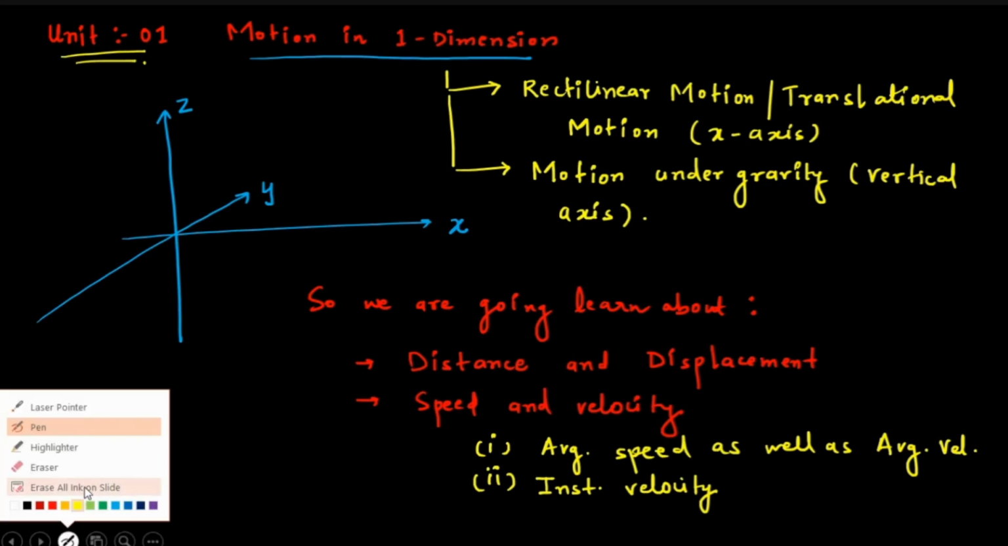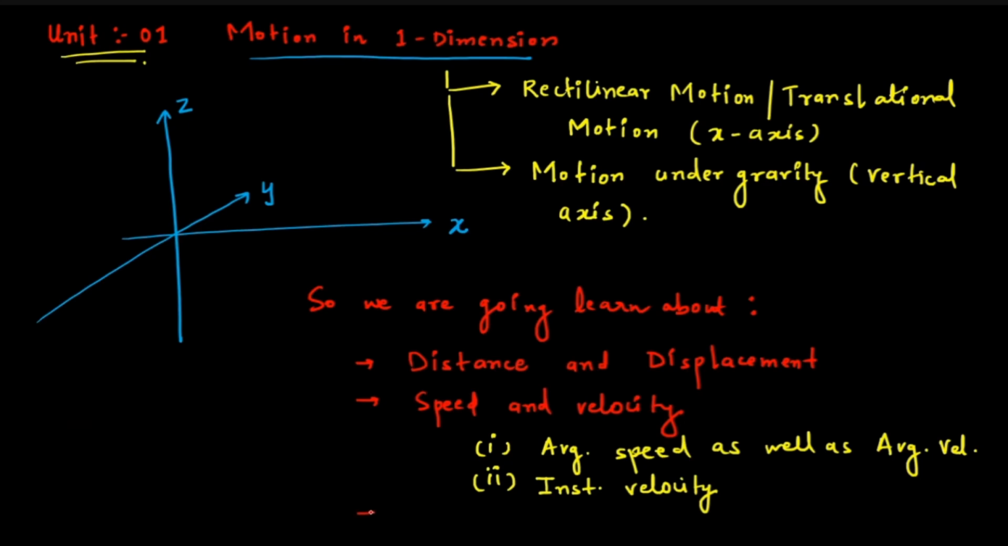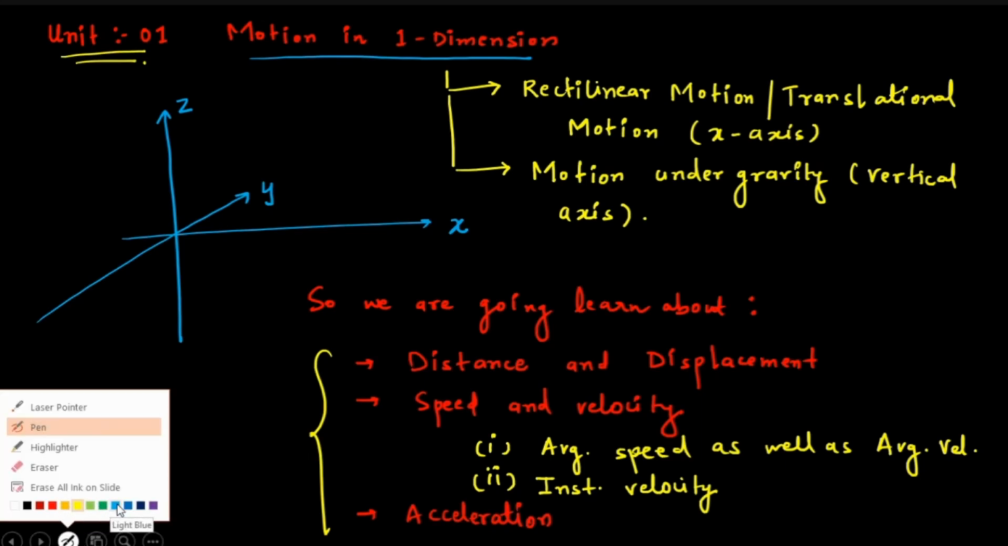Once we are done with these quantities, we're going to talk about acceleration. We'll learn each and every term in detail. And later on, we are going to talk about graphs relating all these quantities with time. That is again an important aspect of this whole unit. Before understanding what these physical quantities are, we need to understand how these physical quantities can be categorized.